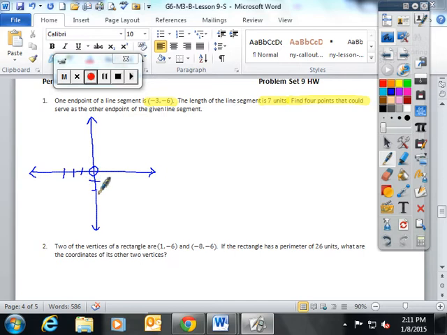Negative 3, negative 6 is going to be located in quadrant 3. Okay, and the point is going to be right here. The question is asking us to find another point that gives us a line segment, part of a line, that has a distance of 7 units. So they're really asking us to find a point 7 units away vertically, that could be either up or down, or horizontally, and that could be to the left or the right.